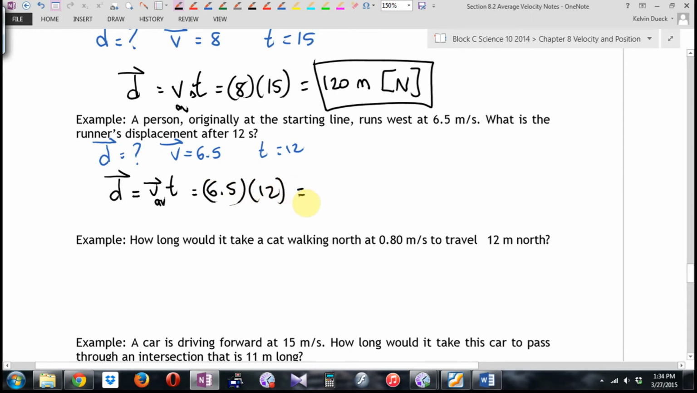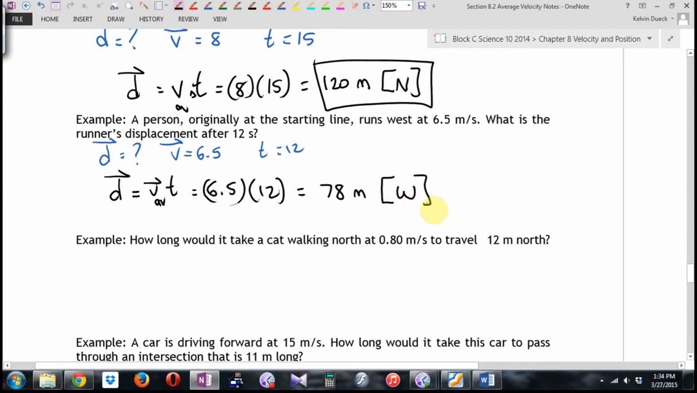I can do this in my head. 6.5 times 12. 6 times 12 is 72 plus 6. Is that right? 78 what units? Meters? And this is, what? Because this is a distance. To turn it into a displacement, I better add a direction.